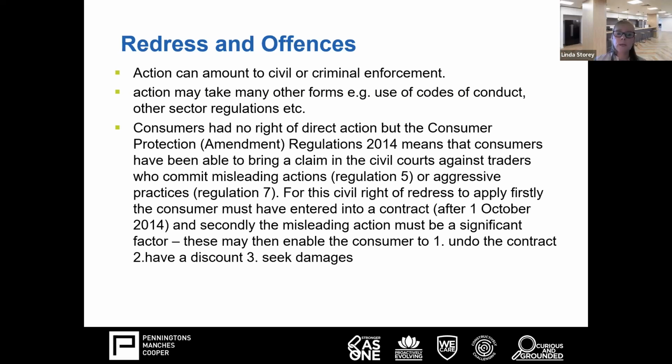So it's intended to be where the misleading action or aggressive practice is a significant factor, and where they have entered into a contract after, as I put there on the slide, after 2014. So it's very much there for that exception, and I've put there on the slide, enables the consumer to possibly undo the contract, have a discount, or seek damages. And I think these rights of direct action by consumers are probably less likely in the property context, and really much more so for other consumer activity. Okay.